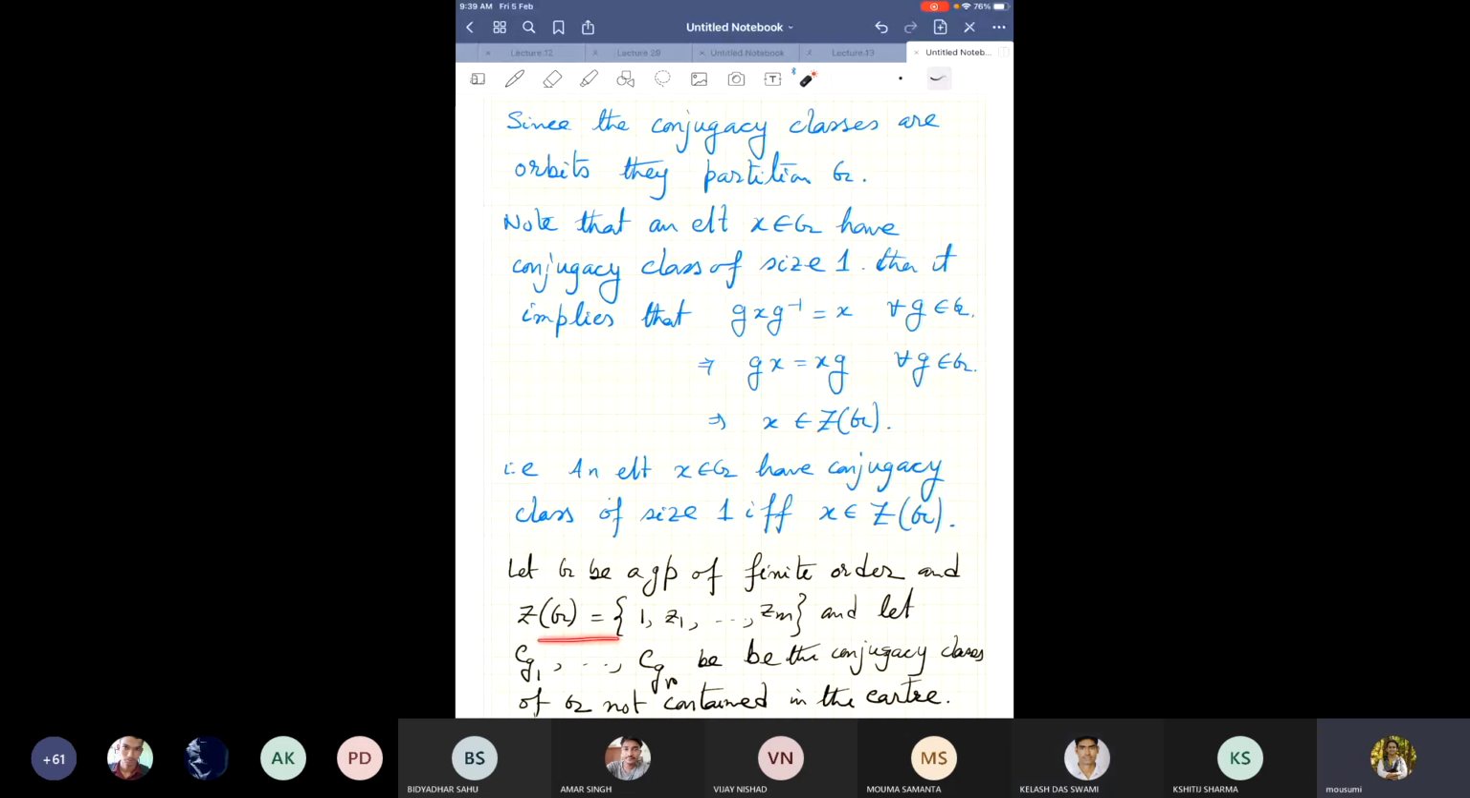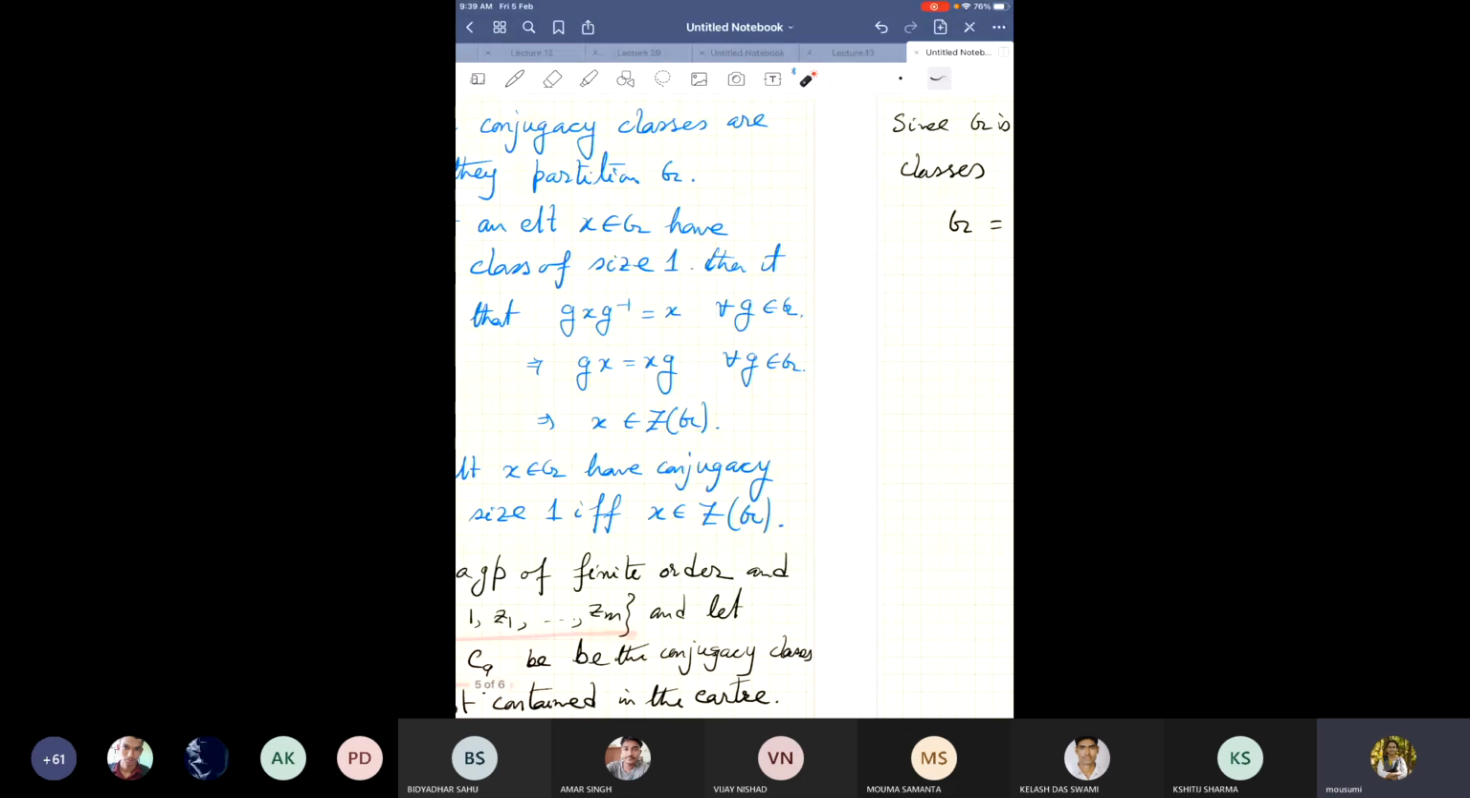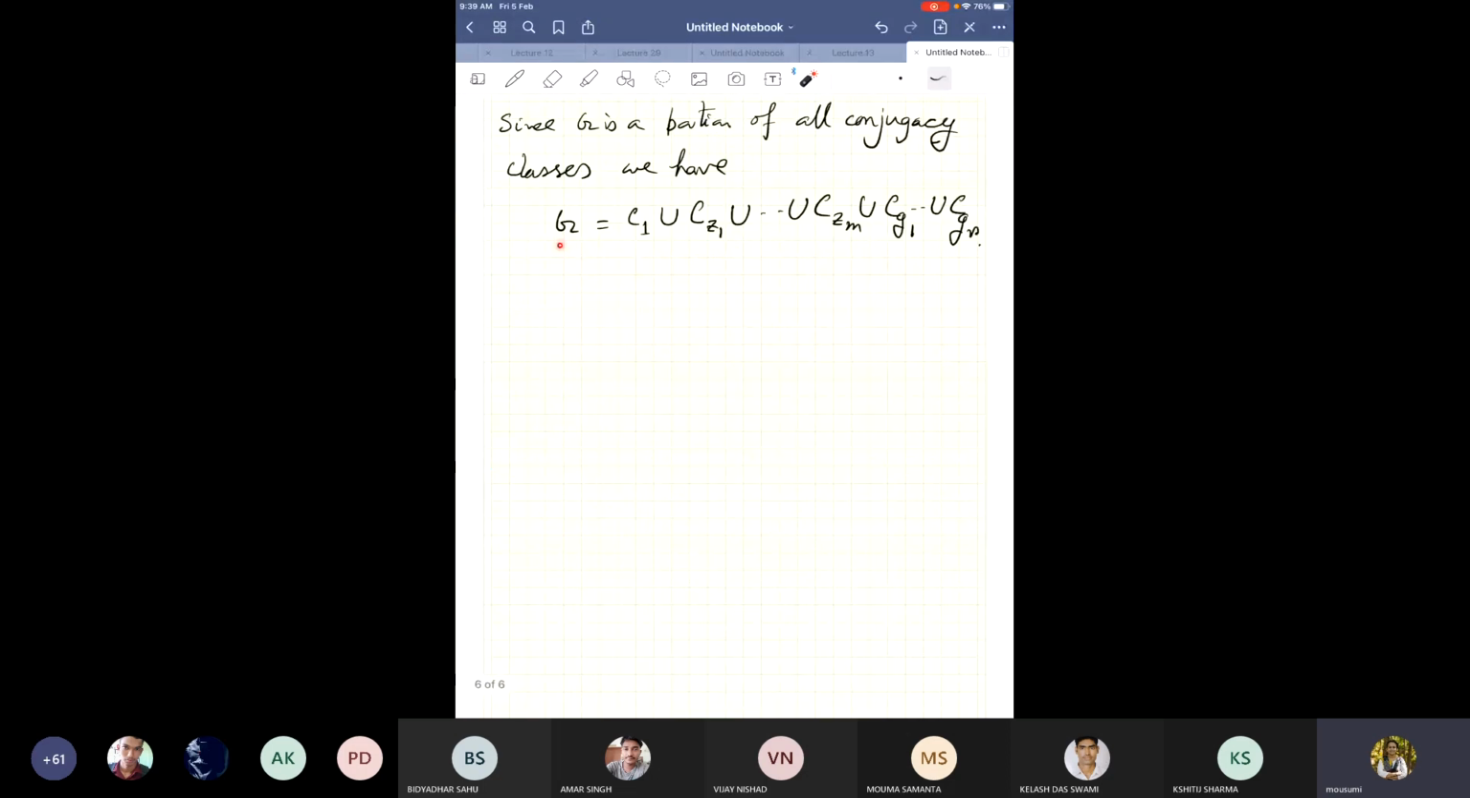So I have separated those elements now and the remaining elements. So here I have written G as a disjoint union of these elements. These are the conjugacy classes of size 1, because these are elements of the center.